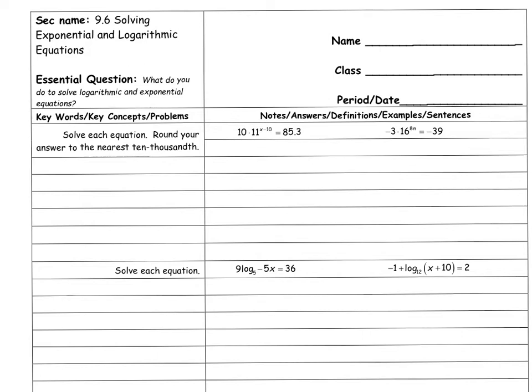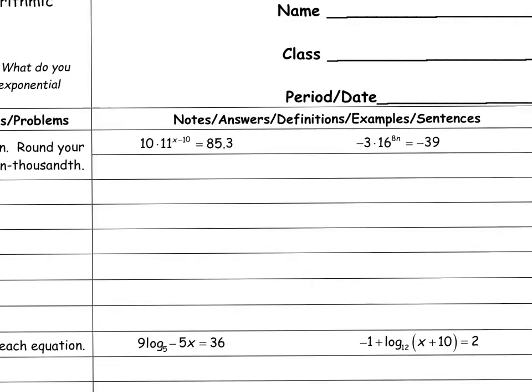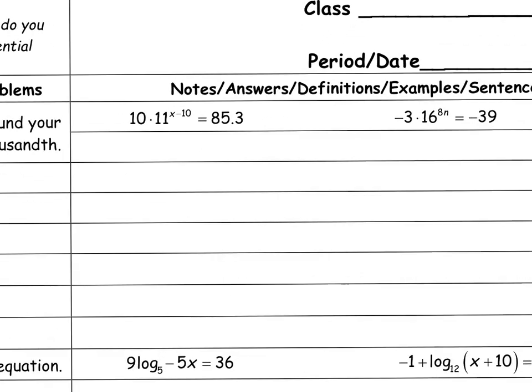So here we go. We're going to go ahead and solve this. It says, solve each equation, round your answer to the nearest 10 thousandths. In case you need to know, 10 thousandths is 3 decimal places. So here we go.